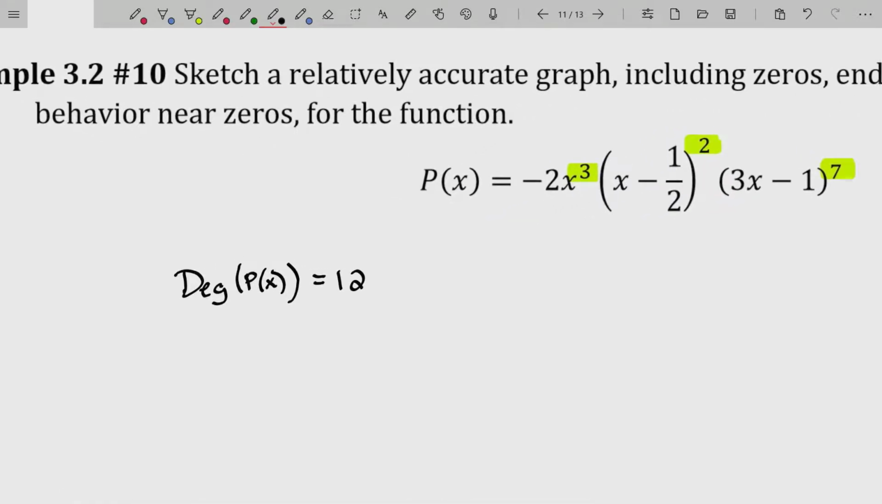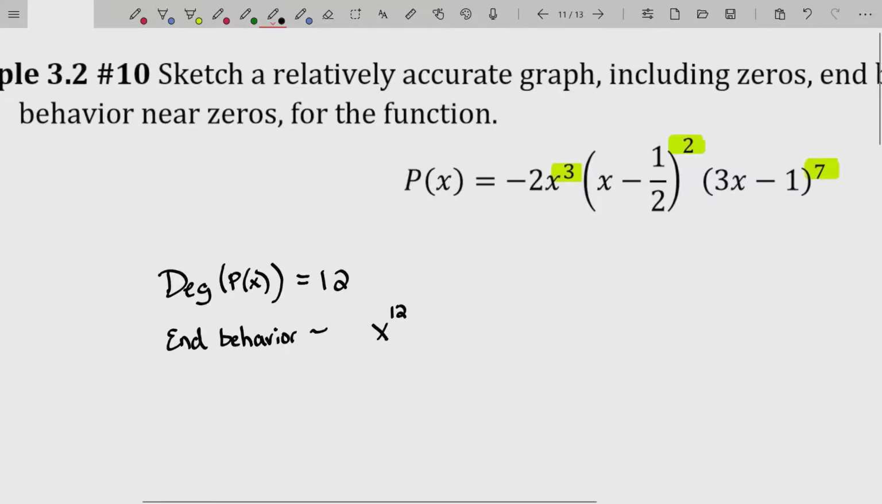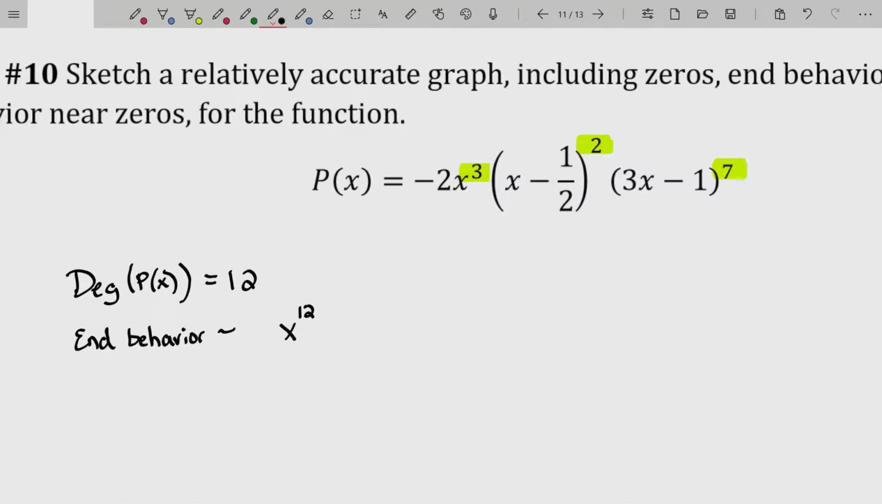And then if you think about the lead coefficient, the end behavior of this polynomial will mimic x to the 12th power, but we still have to take into account the lead coefficient, the sign, not the actual value of it, but just the sign. Well, that's going to be positive. That's a positive. That's a negative. So therefore, the lead coefficient of x to the 12th, when everything is multiplied out, is negative.